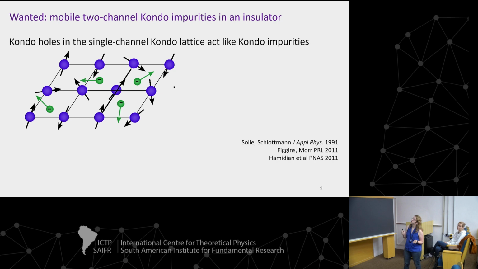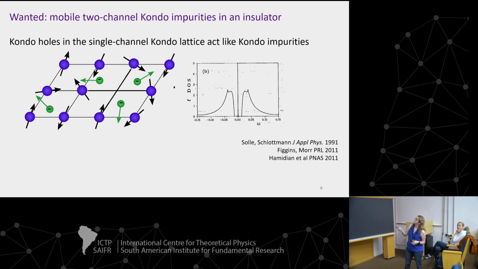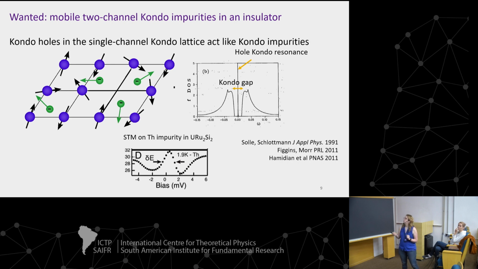OK, in order to introduce this idea, I want to talk about an older idea of Kondo holes. This is a sketch of a single channel Kondo lattice. And in the Kondo hole, I take away a single spin. And it's well known for many years now that this actually acts like a Kondo impurity, which then gets screened, and you form this local Kondo resonance. So here is a theoretical picture from this paper in 1991 where you have a Kondo gap, this is the hybridization gap, and then you have a whole Kondo resonance coming from your Kondo hole. And this has been seen experimentally with STM, looking at thorium impurities in uranium ruthenium 2 silicon 2.